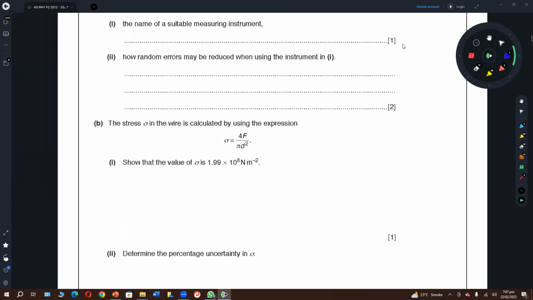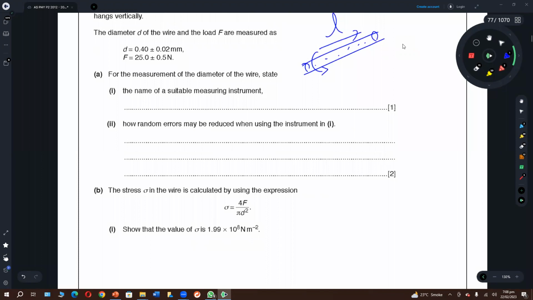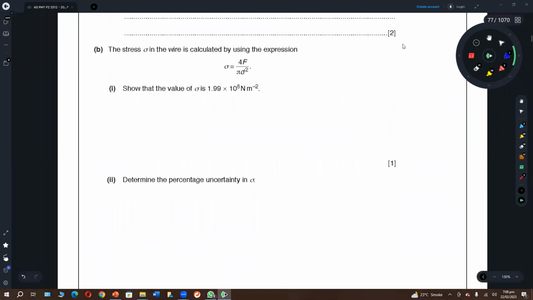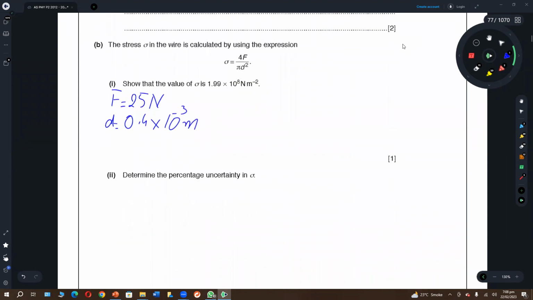The stress in the wire is calculated by using this expression. Show that the value of sigma is this. So we can say we have force and diameter. Force is 25 Newton, ready to use, but diameter is 0.4 millimeter, so I'm taking it in meters. So other values you already know. So put the formula and let me know the answer.